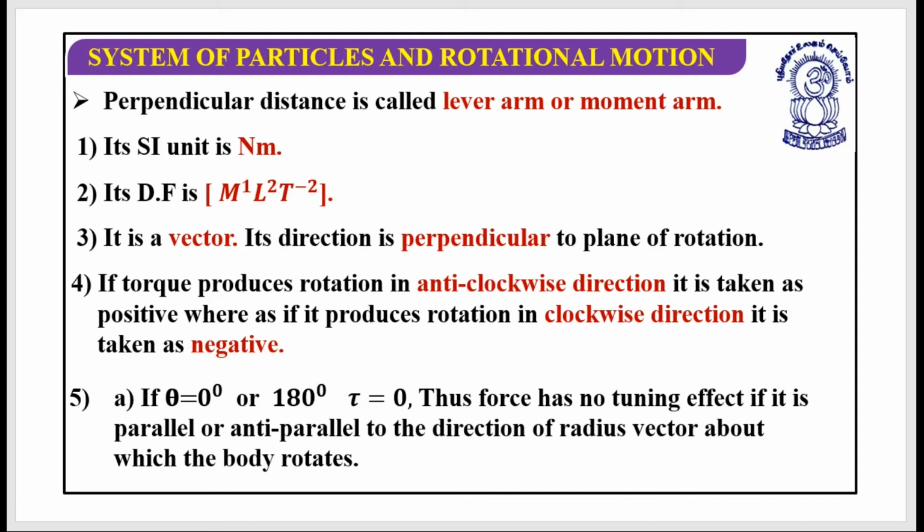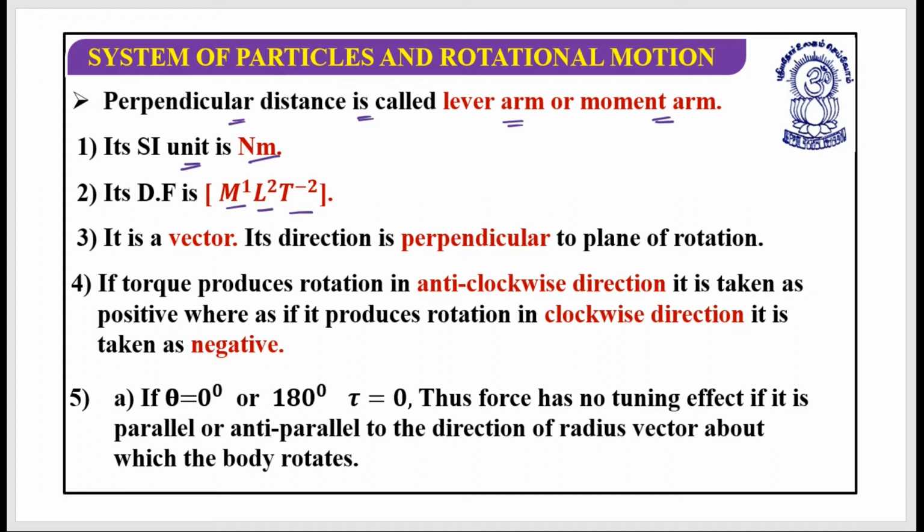Let's have a look at certain more data. Whenever we take a perpendicular distance, that perpendicular distance is called the lever arm or moment arm. The SI unit of torque is Newton meter. The dimensional formula is M^1 L^2 T^-2. Do you remember which other quantities have the same dimensional formula?